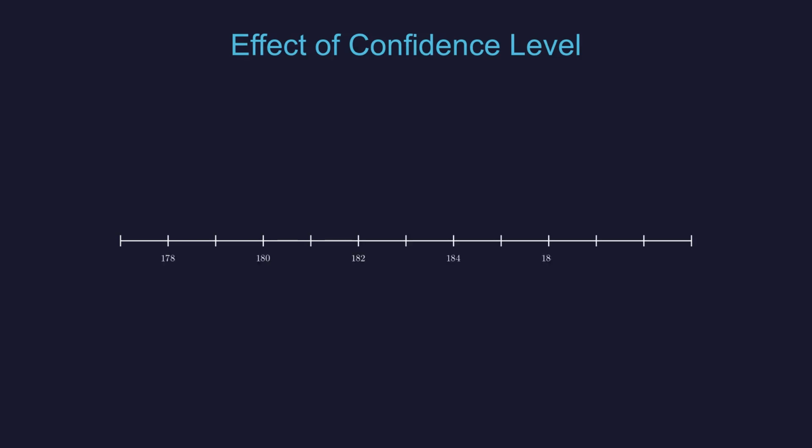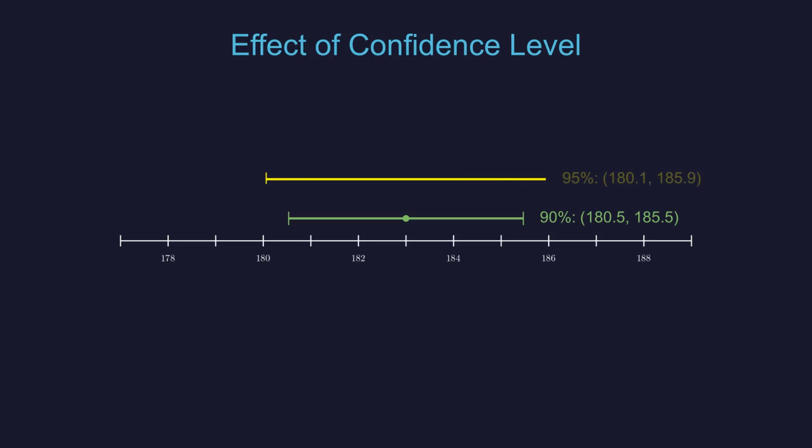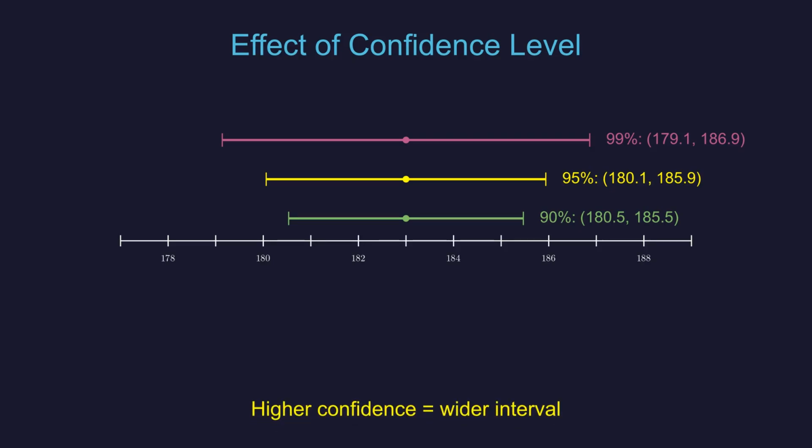Now let's compare confidence levels side by side. Using the same data with n equals 712 and sigma equals 40. The 90% confidence interval is the narrowest. The 95% interval is a bit wider, and the 99% interval is the widest. More confidence costs you a wider interval. There is always a trade-off between precision and confidence.